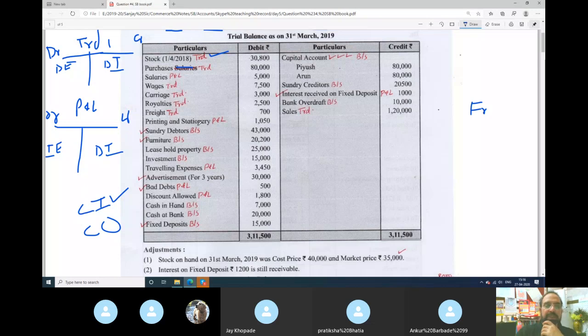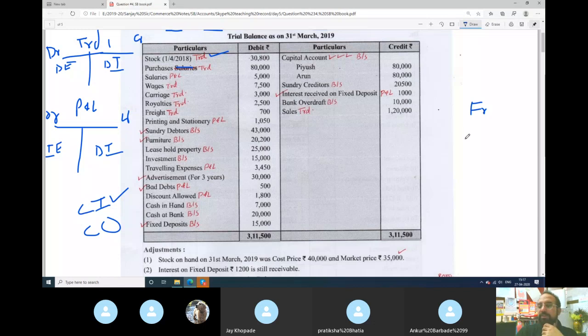See, printing and stationery are items which are used in the office. Printing and stationery are office expenses, so they will go to profit and loss as indirect expenses. Sundry debtors, we have to receive money, so balance sheet. Furniture, balance sheet. Leasehold property means it's a property, balance sheet.